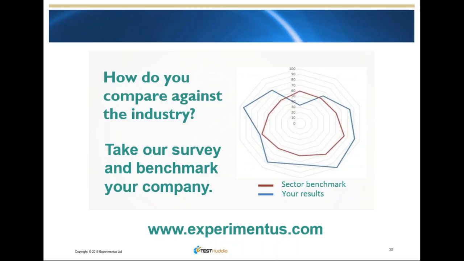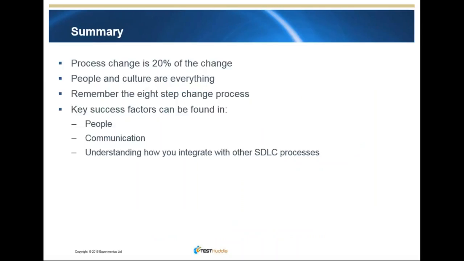So finally, in summary, as I said earlier on, process change is around 20% of the change, somewhere between 15 and 25. So it's the smallest part of the change. The people and culture are everything. Without them, this doesn't work. Remember Mr. Cotter's eight-step change process. Get that book. I'm not on commission, I promise you. Get that book, have a look at it, see what it says.